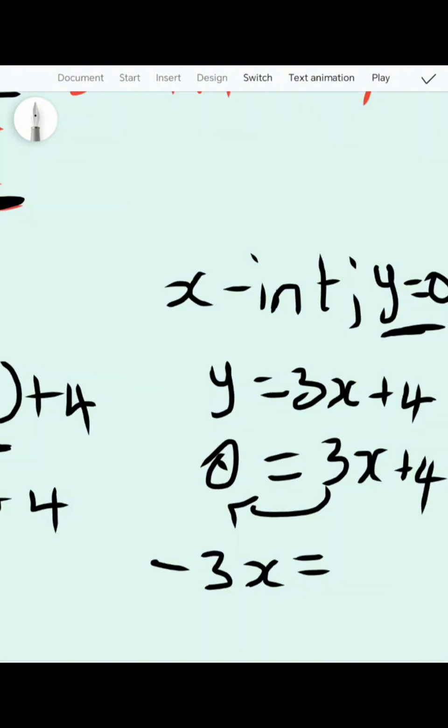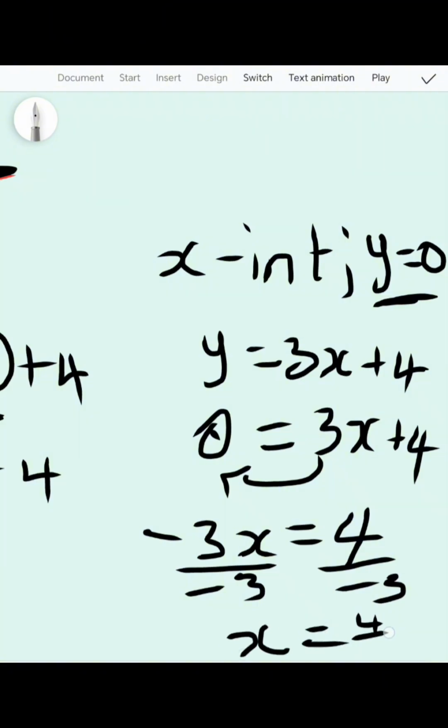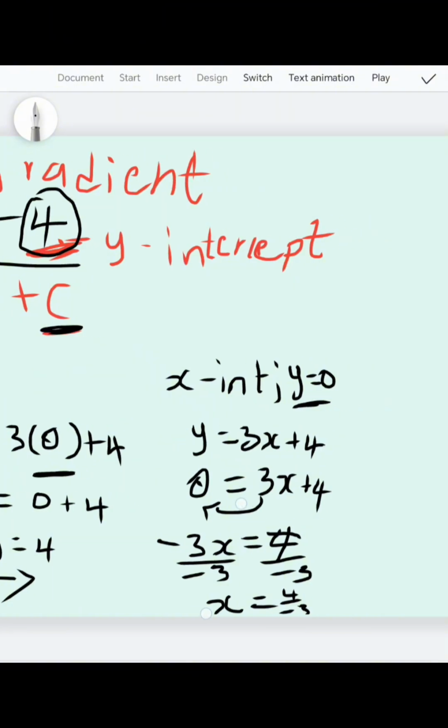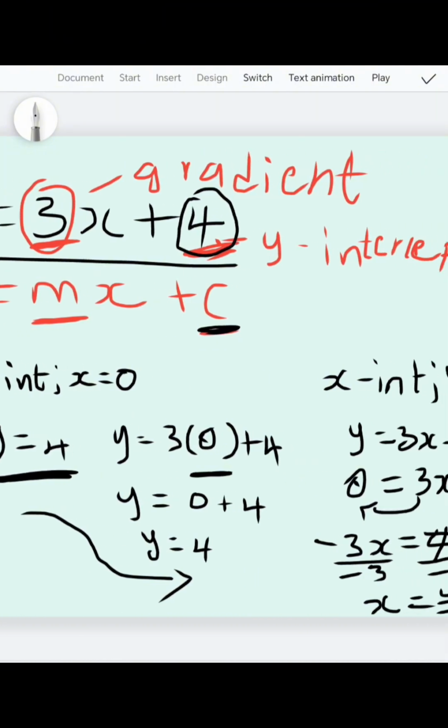Now it is negative 3x is equal to 4. So now what we have to do here, I have to divide both sides by negative 3, and you say that x is equal to 4 over negative 3. Or when you press your calculator, it's going to give you negative 4 over 3. It's the same thing. So this is your x-intercept. Sorry to say y-intercept. It's your x-intercept. So now, how do you write your coordinates for the y-intercept and the x-intercept?